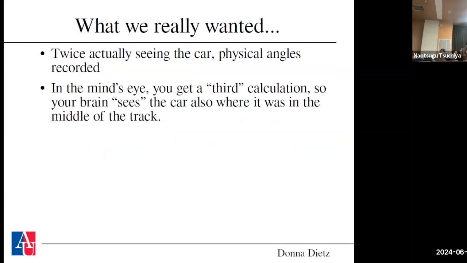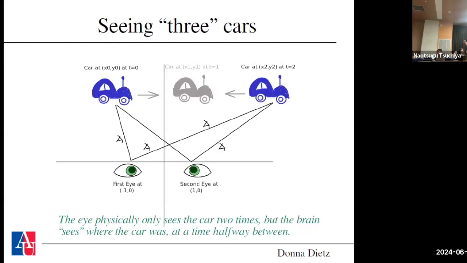Okay, but what did we really want? What I really wanted was this, which is much more in the tone of what we've been doing this week. The reason why I want the car to be at t equals 0 and 2 is so I can drop one in at t equals 1. At t equals 1, your eye doesn't see the car at all, but your brain sees the car. Where does your brain think the car is at t equals 1, given that you saw the car at t equals 0 and t equals 2?